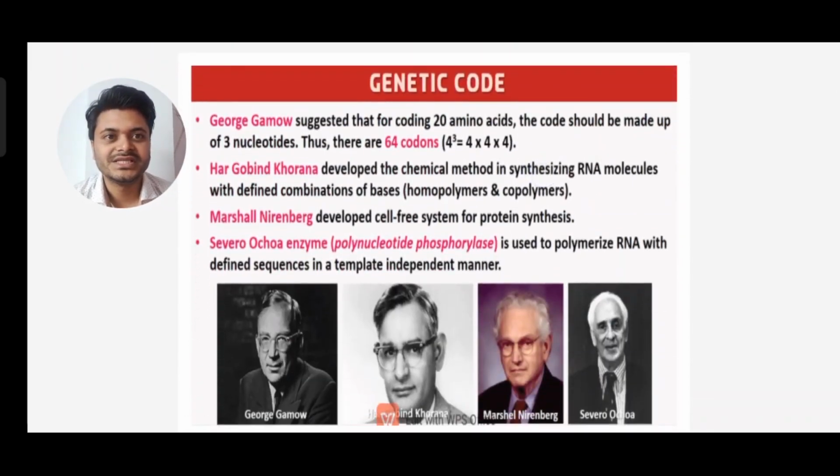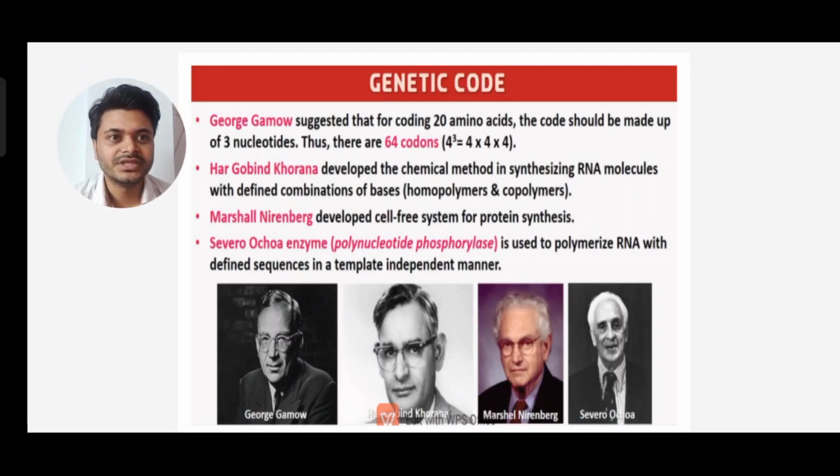George Gamow suggested that for coding 20 amino acids, the code should be made up of 3 nucleotides. Thus, there are 64 codons. So if one codon is formed by 3 nitrogen bases, then there are a total of 64 codons.